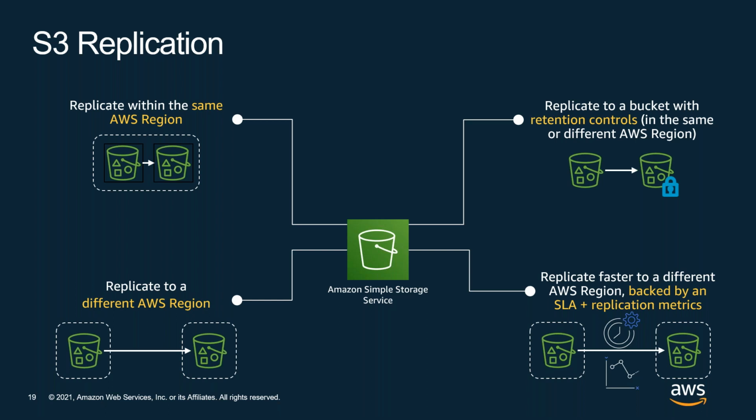We also have something called replication time control for customers that are doing things like cross-region replication and have strict SLAs around it. So S3 replication time control is something that will be very helpful for them in that regard. There's a little extra charge for doing so, but otherwise there's really no hard and fast SLA for some of these replication items.